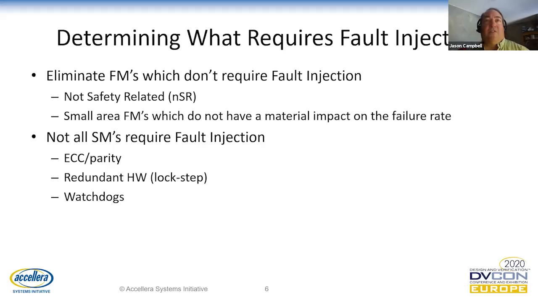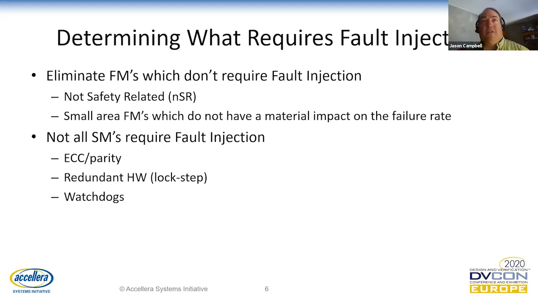The other thing is, John mentioned this too, not all safety mechanisms require fault injection. If we take a look at ECC and parity, we know how these operate, so we can predict what the results will be. Same with redundant hardware. We know we have redundant hardware, we know what the effect of a fault is. The trick there, as John mentioned, is the common cause failures.